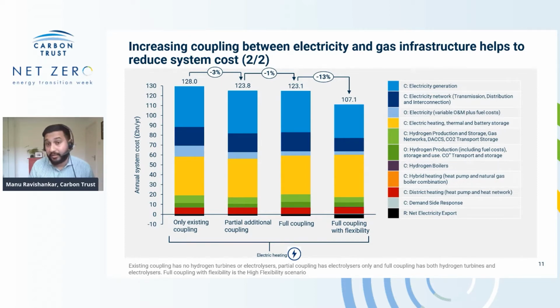So as you can see, there's about a 13% whole system cost reduction per annum in 2050. So this reaffirms the value of coupling, and to highlight that this is not only valuable in scenarios that predominantly use hydrogen, but as we can see, it is also immensely valuable in a full electric heating future.